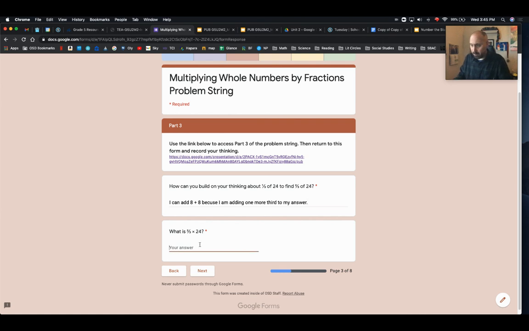And then what is 2/3 of 24? 16. So here's a trick. 24 divided by 3, 24 divided by the denominator is 8. And then you multiply the numerator. 24 divided by 3 is 8. 8 times 2, 16. All right. So 1/3 is 8. Add another third, that's 16.